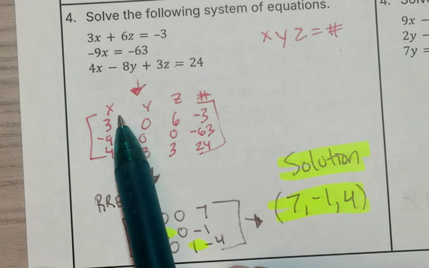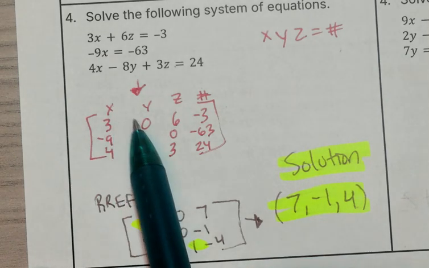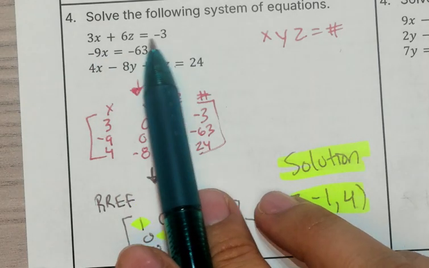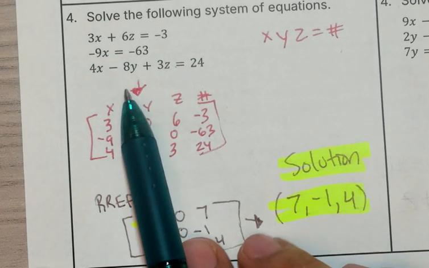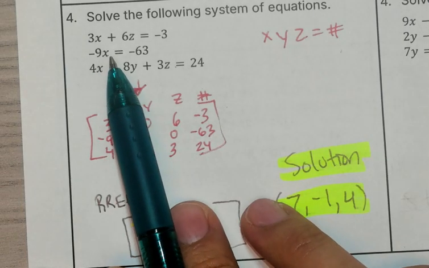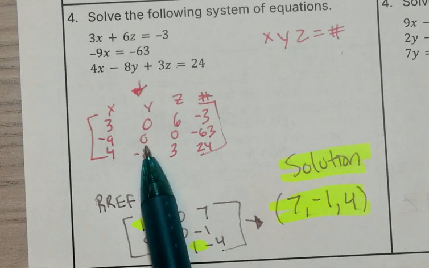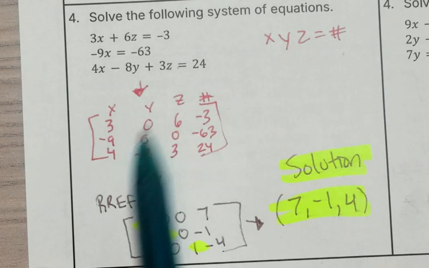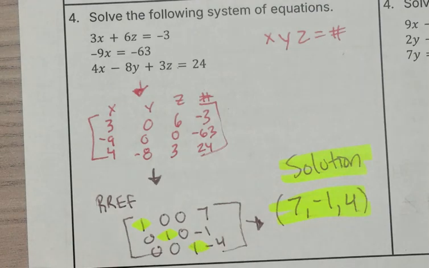So when we wrote them in a matrix, carefully put the zeros where you don't have variables. The top equation does not have a y, so notice that we put a 0 on the y. The second equation does not have a y and z, so notice we put a 0 on the y and z. And then the last equation did have all the values, so we just wrote them all.